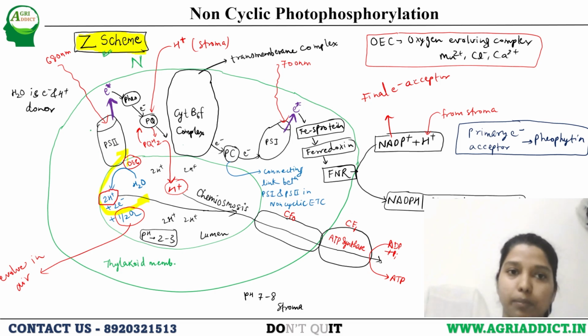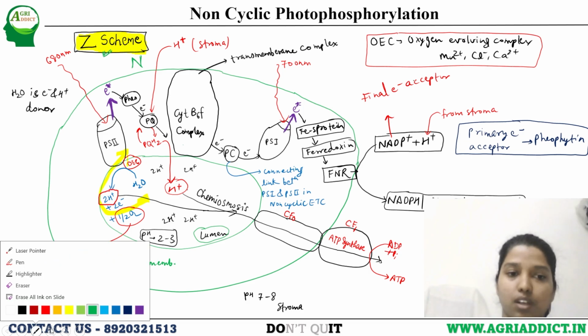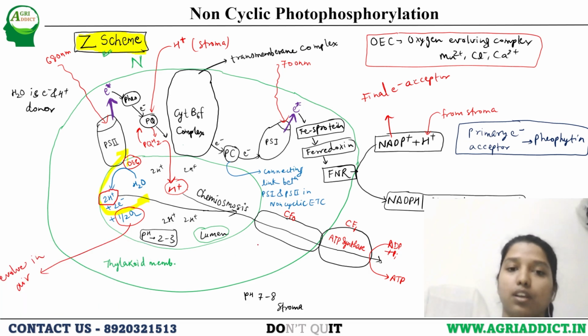So, this is the outer membrane of the chloroplast, and this is the inner membrane of the chloroplast. Okay, this you have to remember. Inside this inner membrane, this is the lumen. Okay, let me change the color. This is the lumen, and outside of the membrane is the stroma.